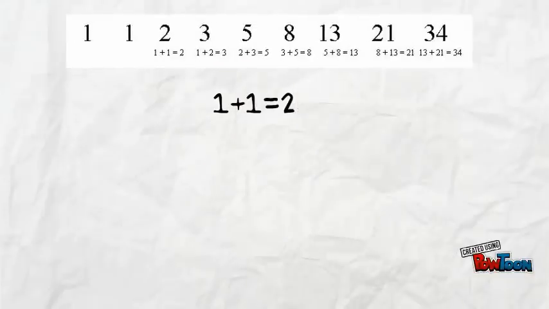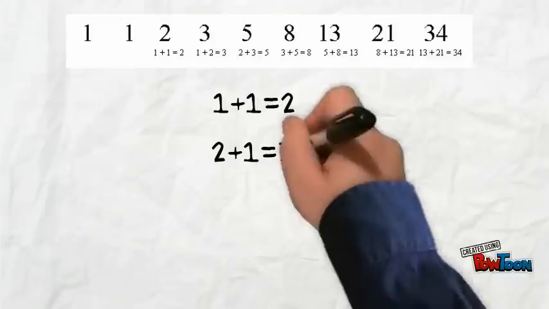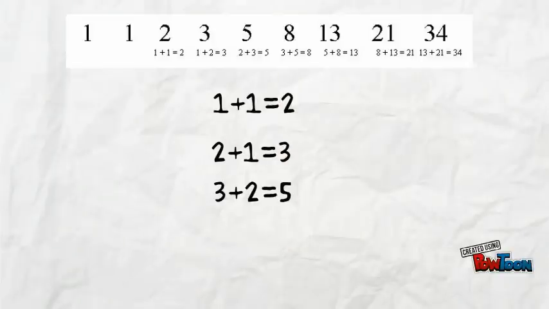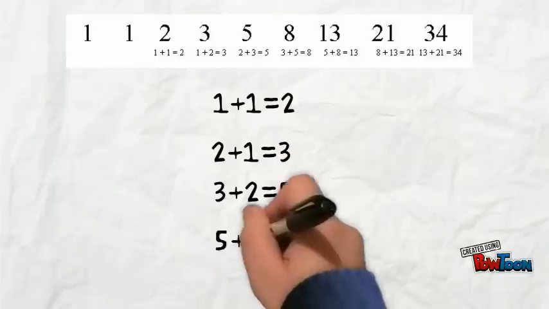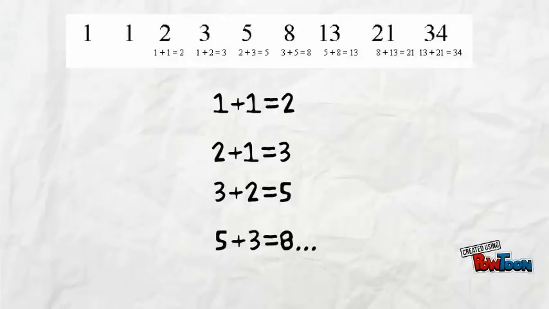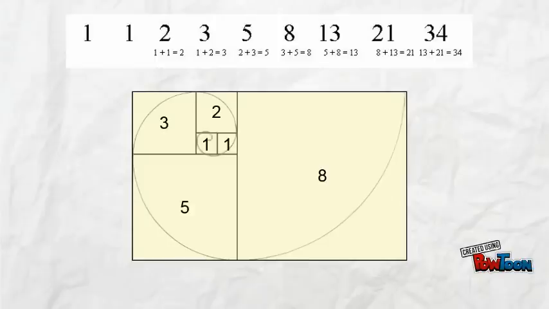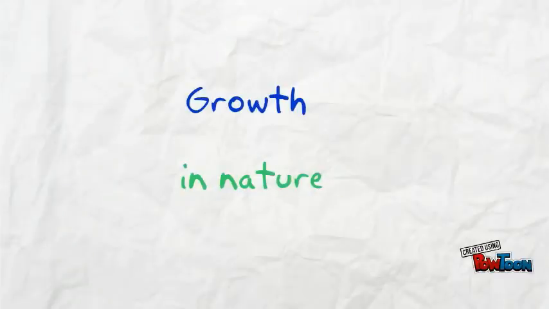It starts with 1 plus 1, which equals 2, then the last number is added to the one before it in the sequence, so that would be 2 plus 1 equals 3, 3 plus 2 equals 5, 5 plus 3 equals 8, and so on. These numbers can be used to create what is known as the golden rectangle, giving rise to a pattern known as the golden spiral.